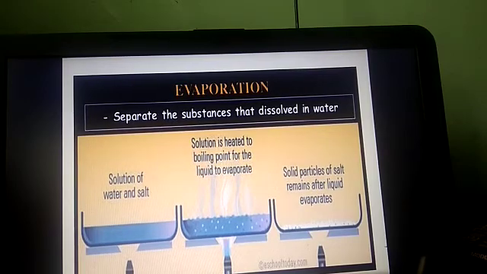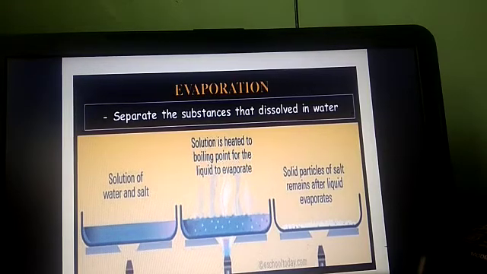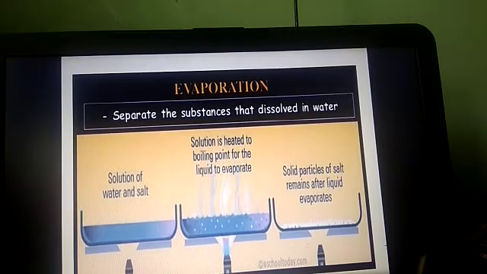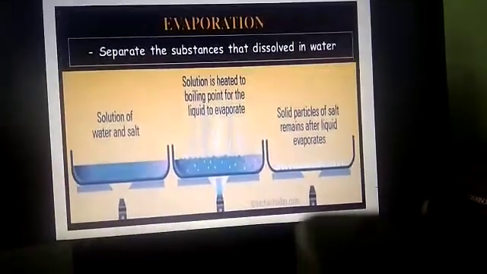Solid particles, the impurities, do not change to vapor as easily as water. Why? Because the force of attraction between the solid particles is stronger, and they are left in the container. You can see this in the picture.